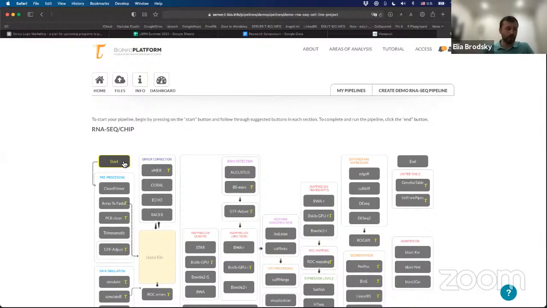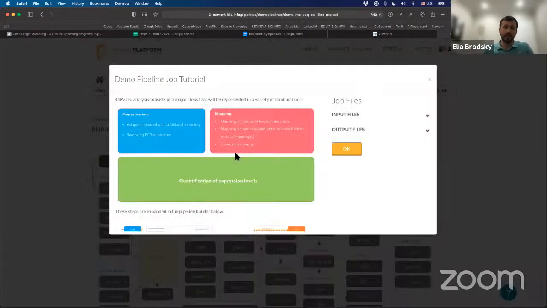So here we can quickly process the same data, and as we go through the analysis, appreciate some of the logical steps that you need to take to go from raw next generation sequencing data, FASTQ files, all the way to getting a table of expression. The main steps are pre-processing, mapping, and then quantification of expression levels.